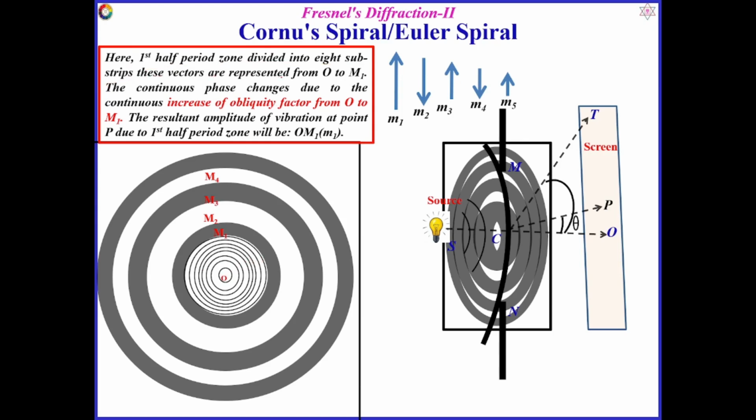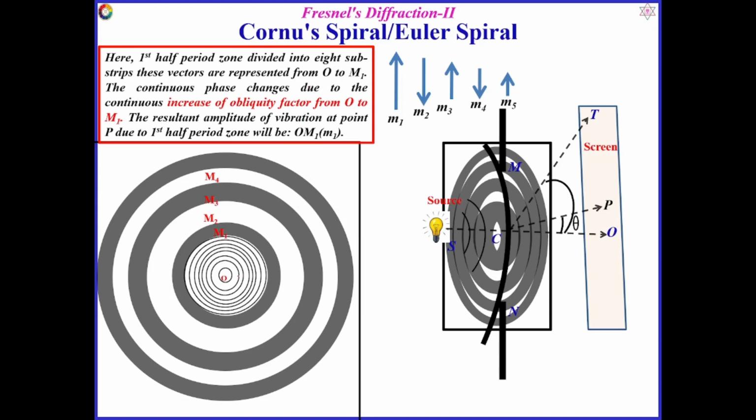These vectors are represented from O to M1. The continuous phase changes due to the continuous increase of obliquity factor from O to M1. The resultant amplitude of vibration at point P due to the first half period zone will be OM1. What is written over here? You just write down in your note. We are going to discuss it line by line.